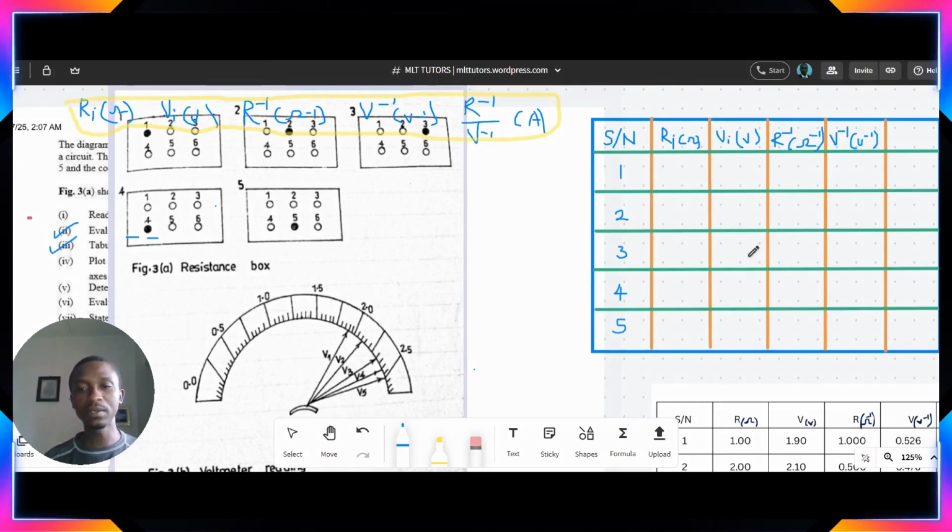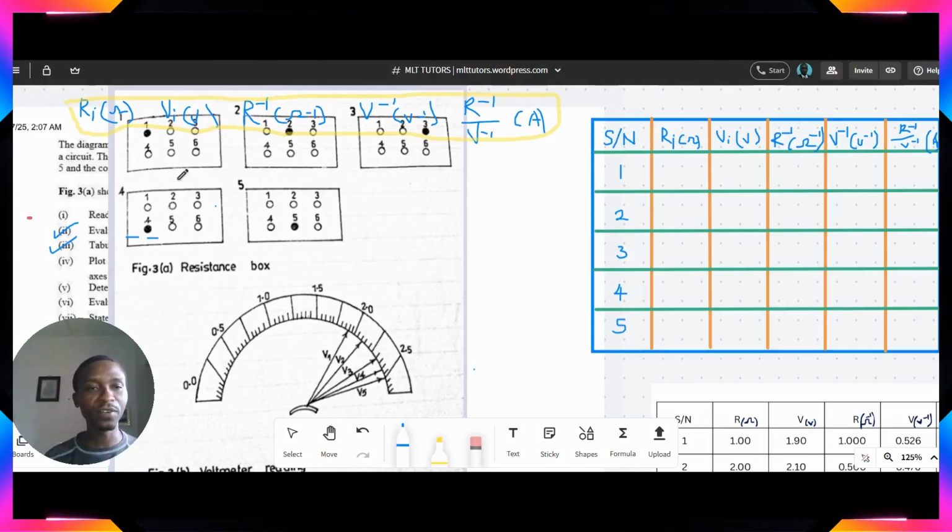And finally, we have the ratio of the R inverse to the V inverse. And I've said earlier, that will be in ampere. So make sure that in the exam, you put the correct title and the correct unit.